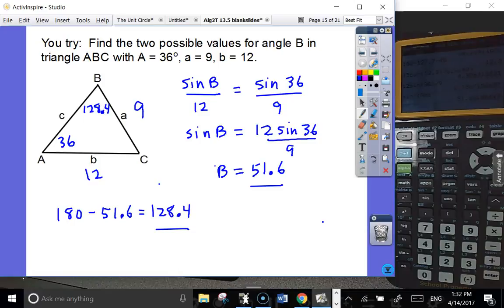All right. So, I added that later, but just solve for B, you would have got 51.6. Right? And then you check, okay, 180 minus 51.6 is 128.4. If I put that up there, 128.4, and I add these two together, is it less than 180? It is, so this could be a second triangle. So those are the two possibilities. It's either 51.6 or 128.4.